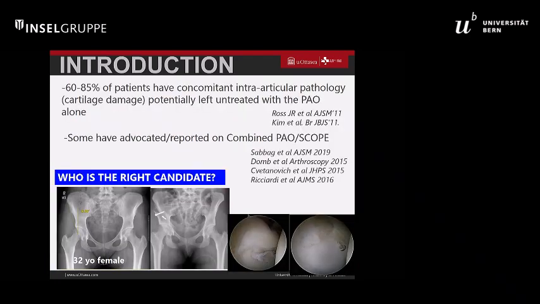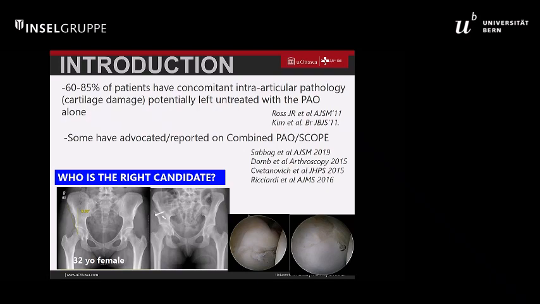However, we do know that a high percentage of these patients will have intra-articular pathology that could be left untreated at the time of the periacetabular osteotomy, and some have advocated the combined use of the scope and the PAO in the treatment of these individuals. And the question is, who's the right candidate to do this? Should we do it in all, or should we select?